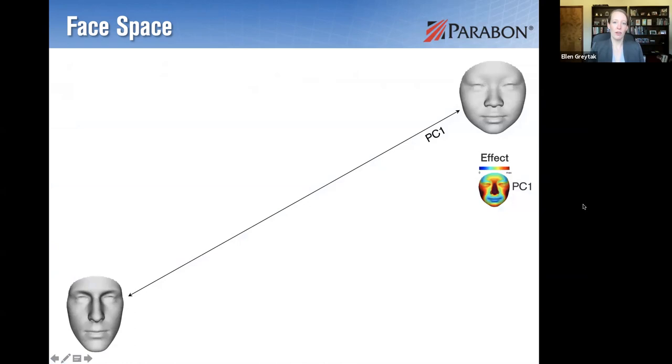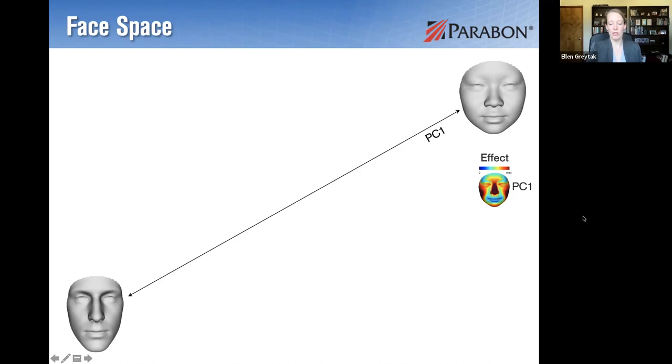The first face space dimension is really just how feminine or masculine the person's face is. And again, this is just emerging from the data. This is not saying women look like this and men look like this, but that's how we can interpret it: on one end, we have a very narrow, long face, and on the other end, a very round, more feminine face. My face is longer and narrower, so I might be somewhere over here, but we can scan someone's face and put them somewhere on this axis. And similarly, if we have their DNA, we can predict where they would fall on this axis.